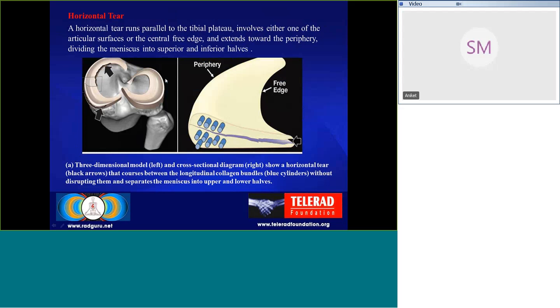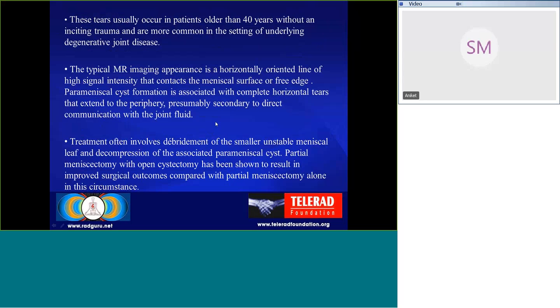This horizontal tear always runs parallel to the tibial plateau and involves either one of the articular surfaces or the central free edge. It always extends towards the periphery, dividing the meniscus into superior and inferior components. That is, it runs through from peripheral edge to free edge. These horizontal tears usually occur in older patients above 40 without any trauma, or are more common in degenerative joints.